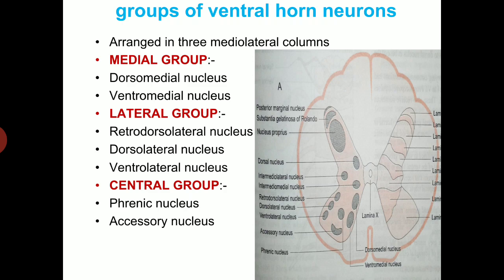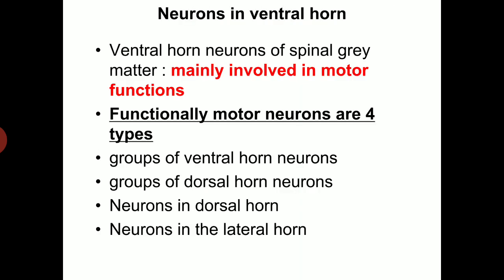So, groups of ventral and dorsal horn neurons. Ventral horn neurons of spinal gray matter are mainly involved in motor functions. Functionally, motor neurons are of 4 types: a group of ventral horn neurons, and neurons in the dorsal horn and in the lateral horn.